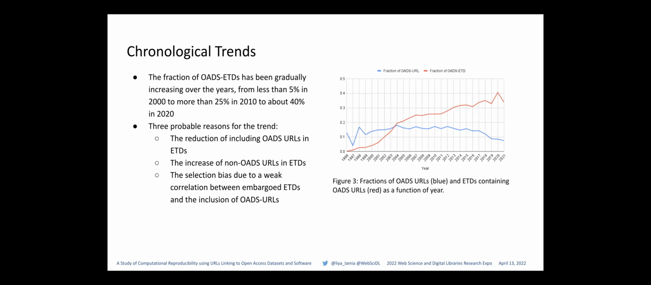So there can be some probable reasons for the trend being like that. One reason can be the reduction of including OADS URLs in EDDs. There can be an increase of non-OADS URLs in EDDs, and another probable reason can be the selection bias due to the weak correlation between embargoed EDDs and the inclusion of OADS URLs.